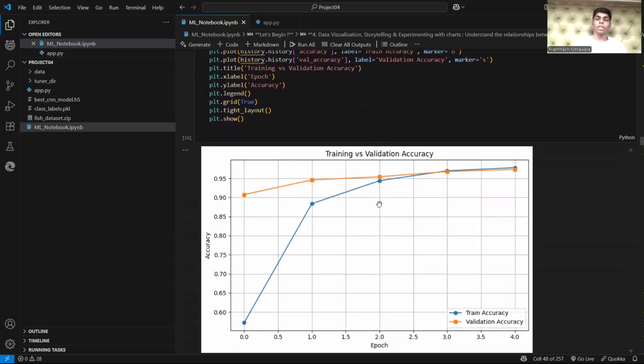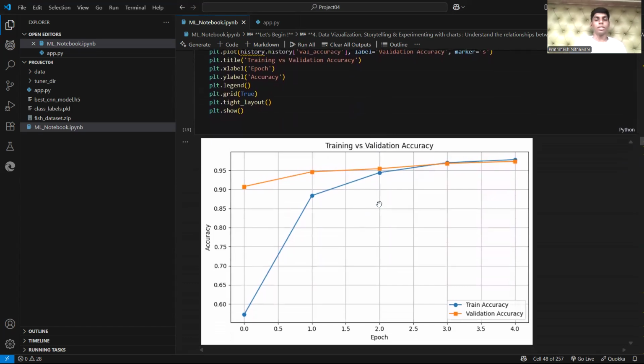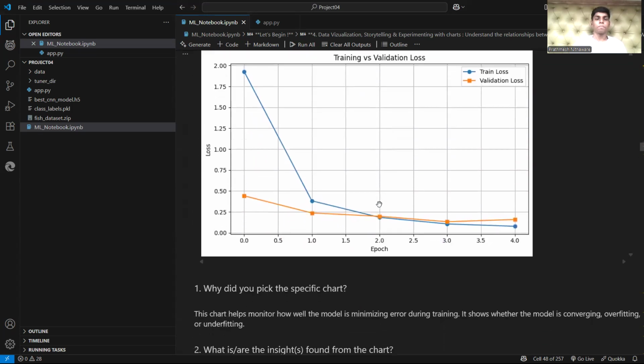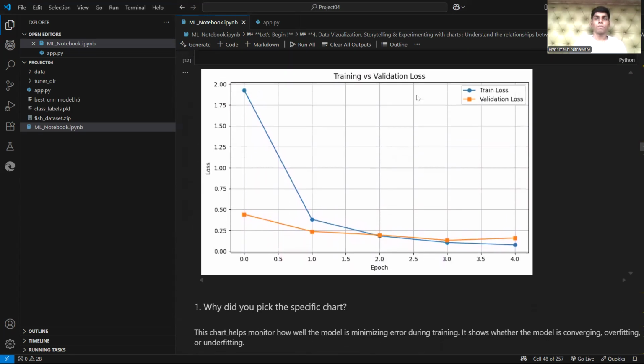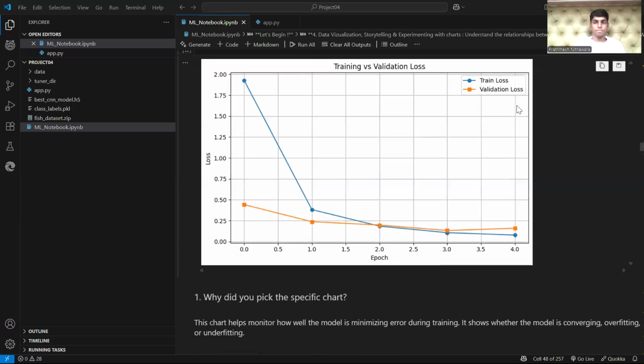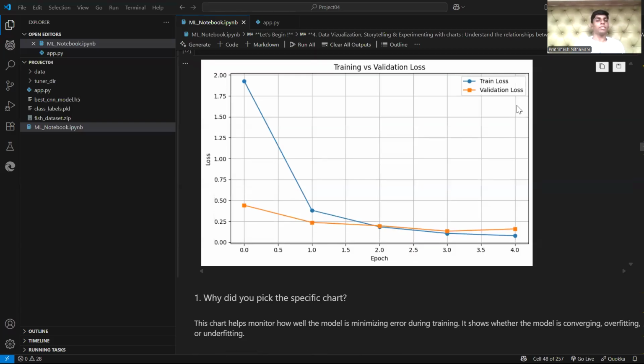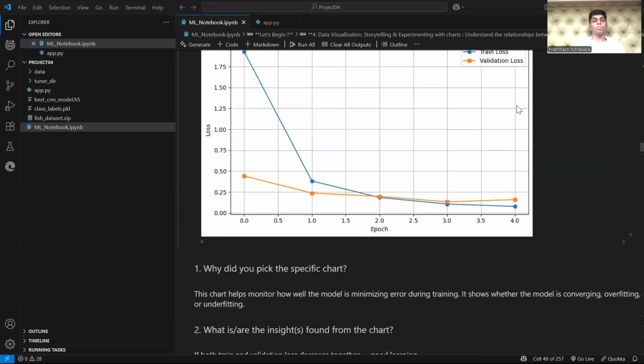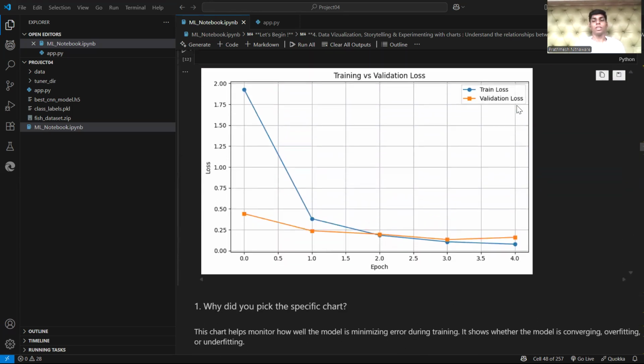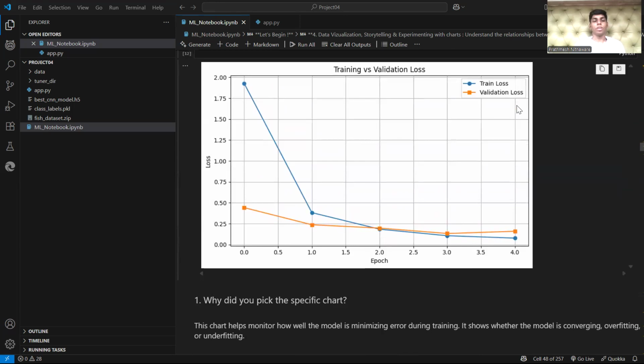The fourth one is training versus validation accuracy, which shows that as the epochs go high, the accuracy goes high. The next chart is training versus validation loss. The chart helps to monitor how well the model minimizes error during training. It shows whether the model is converging, overfitting, or underfitting.